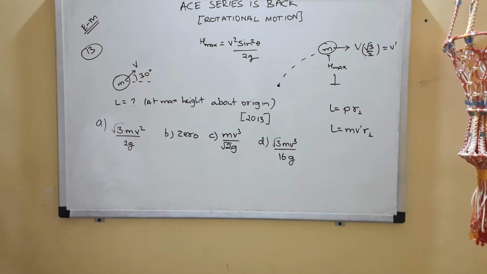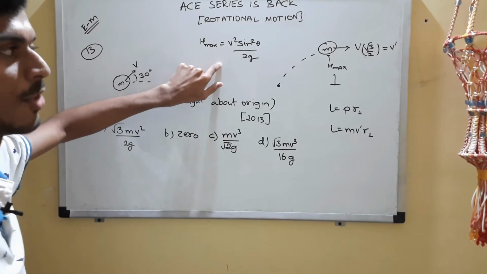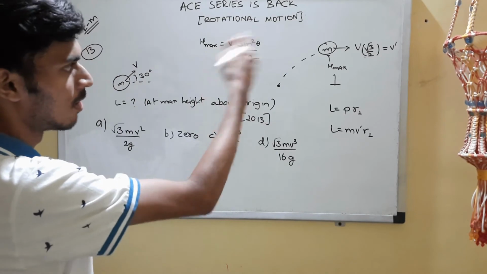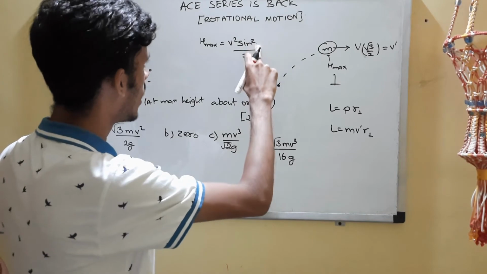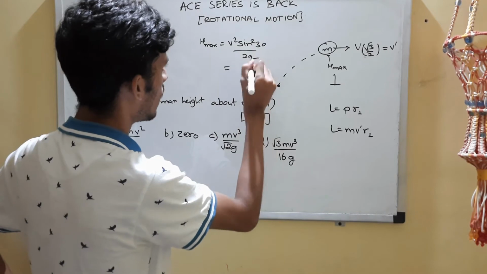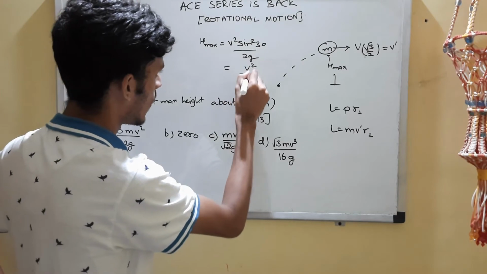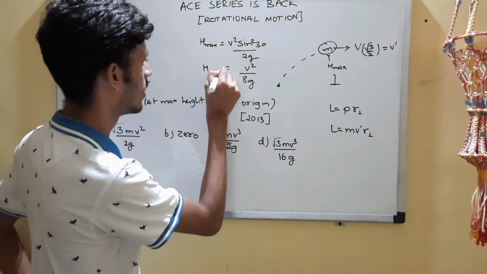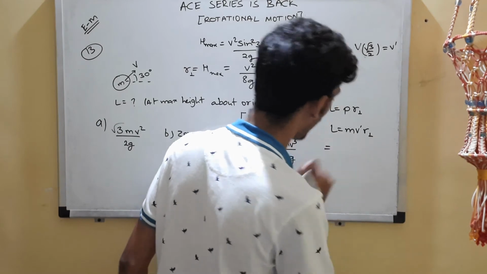Please remember the formulas. Formulas are very important for BITSAT. This is the projectile motion formula for maximum height: v squared sine squared theta by 2g, where v is the velocity of projection. Here theta is 30, the angle of projection, and sine 30 is half. So v squared times half squared, that is 1/4, and with the 2 it becomes v squared by 8g. That is the maximum height achieved, or the perpendicular distance.